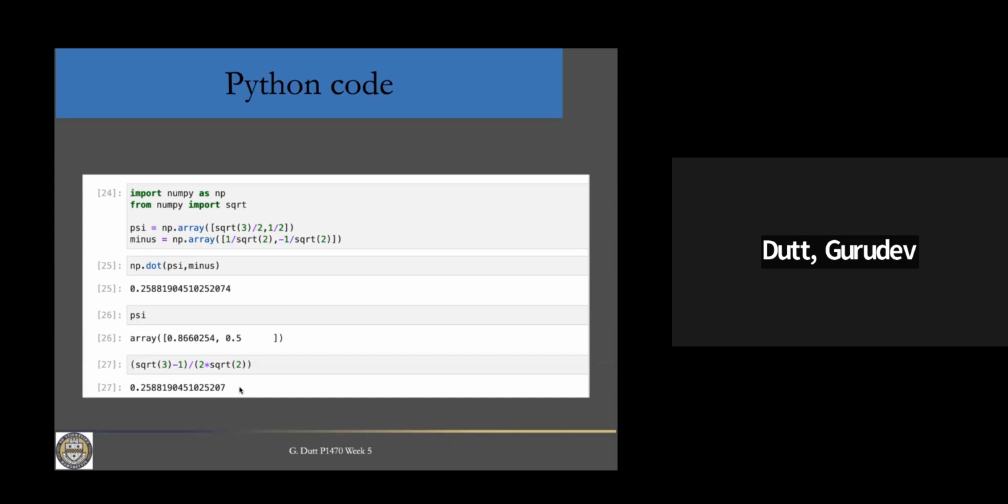Yes? Can you elaborate on why order matters for 25? That's because it takes the complex conjugate of the first one. The NumPy function does that. Okay, yeah, exactly.